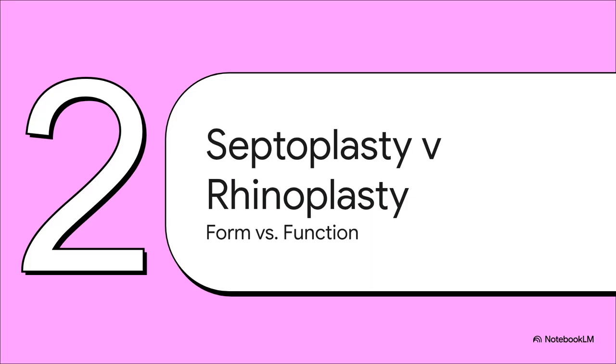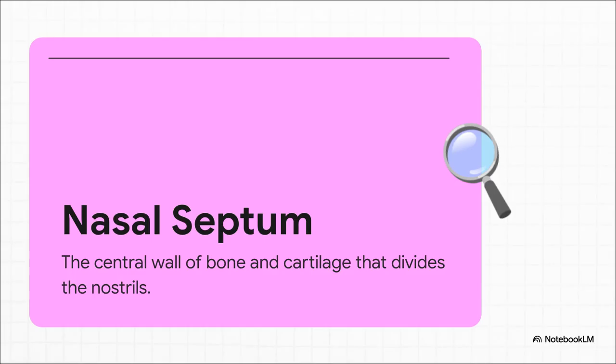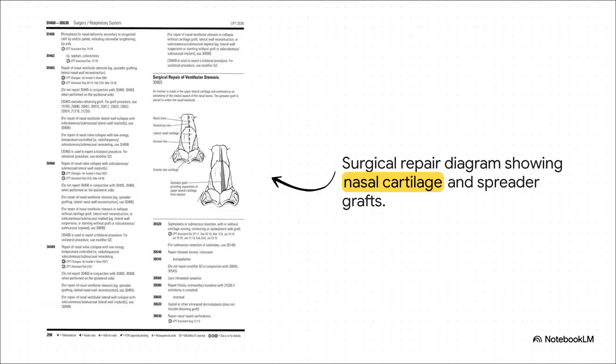Let's keep moving to section 2, septoplasty versus rhinoplasty. This is a critical coding distinction within the repair section that honestly trips up a lot of students. But first, we have to define the nasal septum itself. Simply put, it's just that central structural wall made of bone and cartilage that perfectly divides your left and right nostrils. That inner wall of nasal cartilage and bone is meant to be relatively straight, but if that wall is severely bent or deviated, maybe from a broken nose or just genetics, it physically blocks the patient's airway. They literally cannot pull air through that side of their nose.